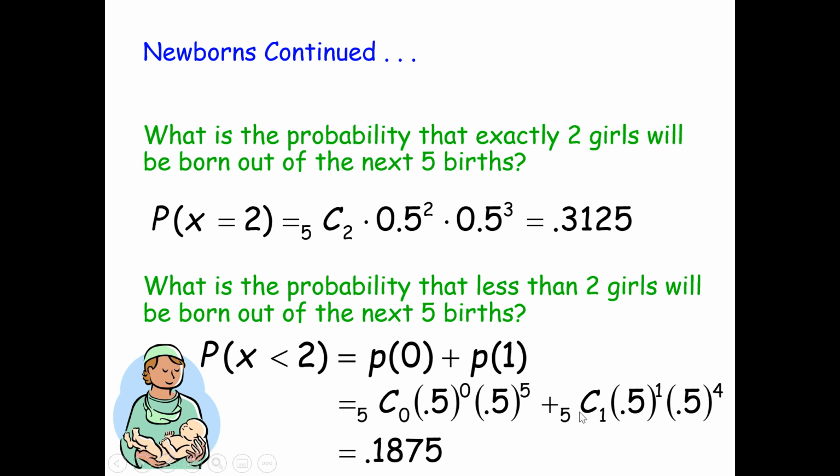Now we're going to add that with the probability of 1. So out of the 5 births, we want 1 female. So we're going to have our 0.5 to the 1 power. This first exponent will always match this value right here. And then again, our exponents need to add to our 5 right here. Because I'm already using the 1, that tells me this needs to be a 4. When I do that, I'm going to get 0.1875.